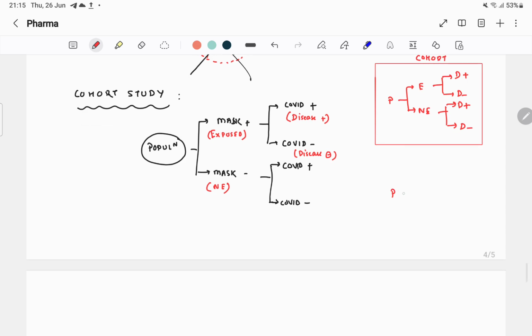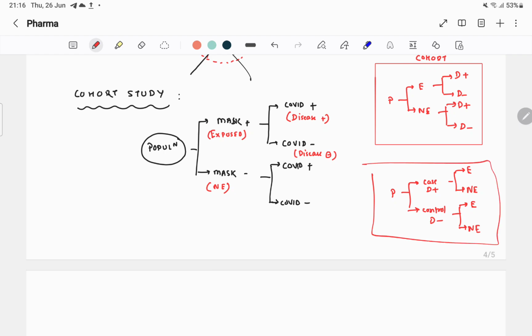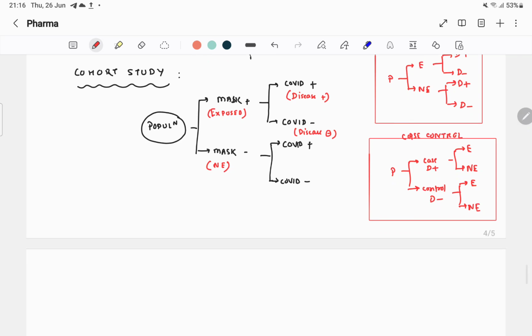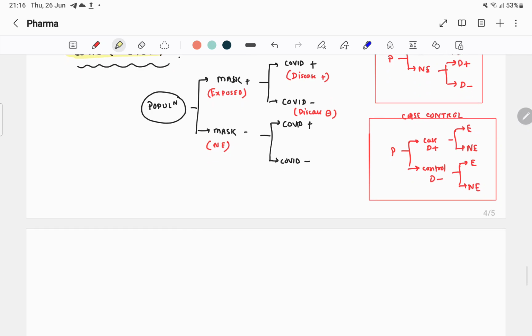Case control, what is the study design? Population, case, that is disease positive, control, that is disease negative, exposed, non-exposed, exposed, non-exposed. Opposite direction. This is the study design of a case control. I hope you can compare and contrast. In cohort study, just remember that we are making a 2 into 2 matrix again.